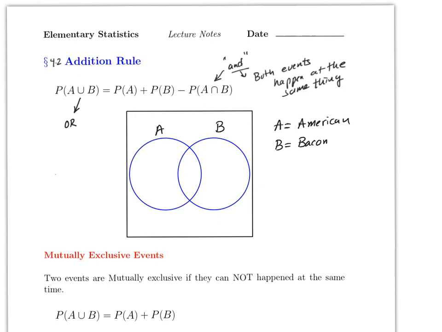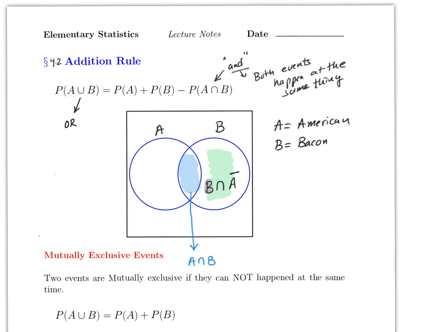Okay, you should always start with the middle, which is this, and this will be all the people that are American and like bacon. So the two things have to be true at the same time. This part will represent all the people that like bacon, but they are not American.